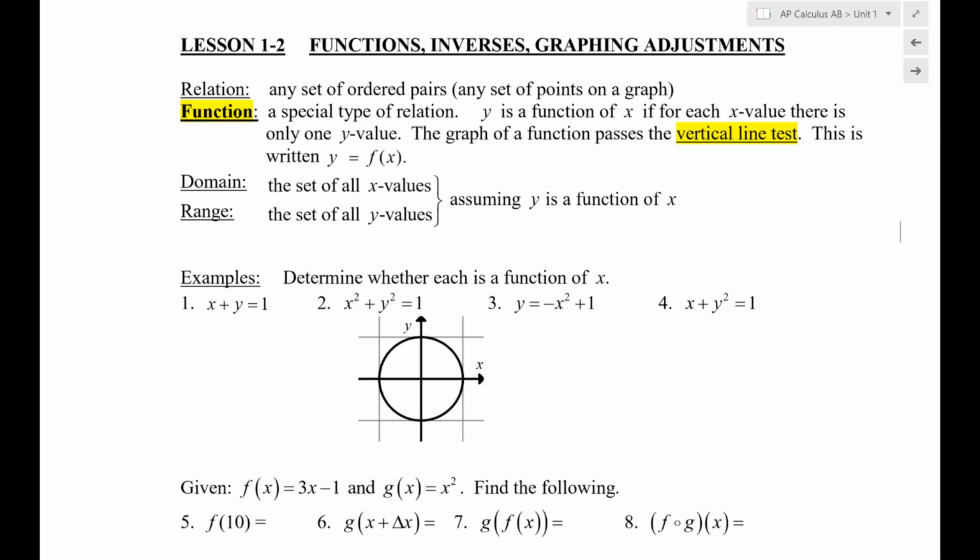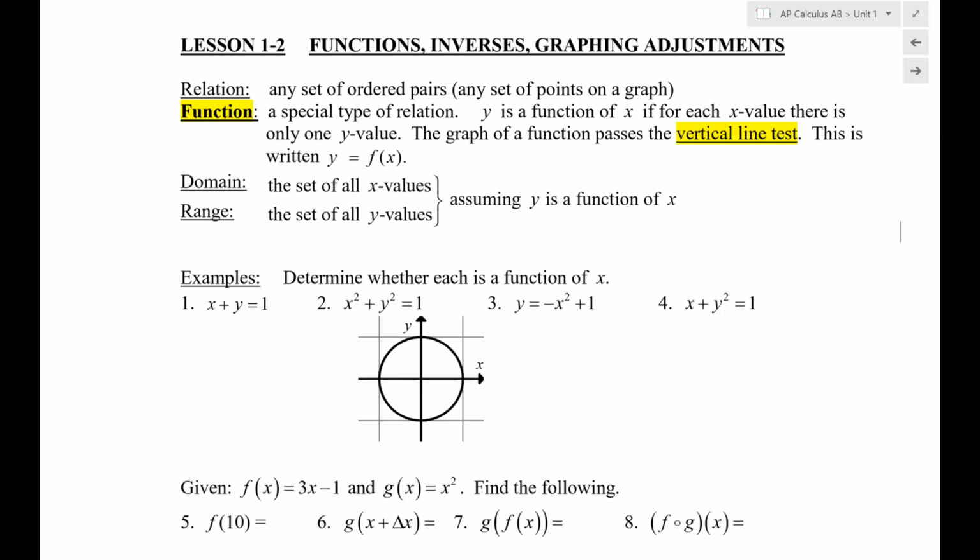Hello, welcome to this video on lesson 1.2, functions, inverses, graphing, adjustments. In this video, we're going to talk about the first portion, mainly just the functions, what makes a function, and then identifying the domain and range of those functions with a little bit of composition thrown in. This is going to be the first of 3 videos for this lesson, so they should be hopefully relatively short.